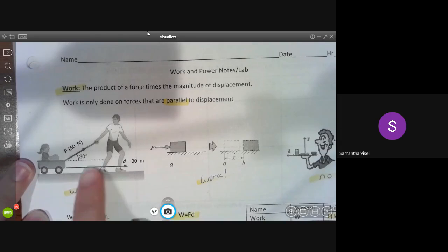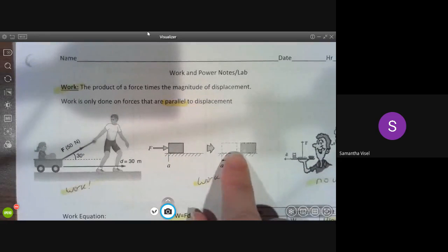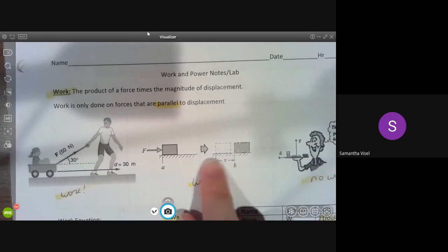So a man pulling a girl on a cart, causing her to move forward at an angle, a component, a portion of that is considered work. And so work is done on forces that occur at an angle. If I apply a force to the right on the left side of the box to try to push it to the right, and then the box actually moves to the right, that's directly parallel, so in line with each other, so work is being done here.